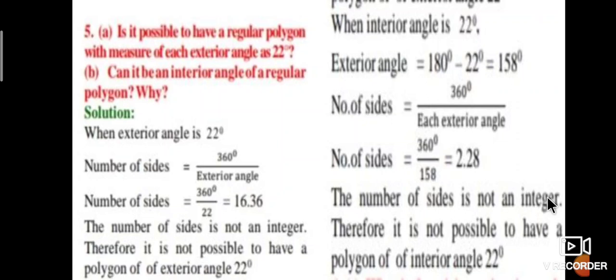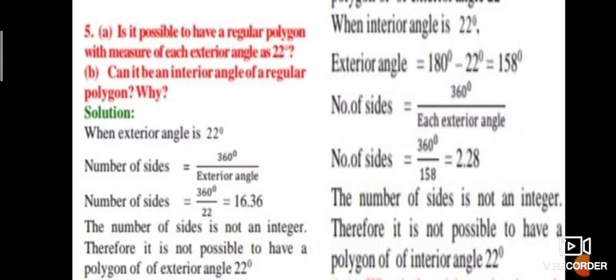Okay, next, the fifth question, friends. You have to observe this one. Is it possible to have a regular polygon with the measure of each exterior angle as 22 degrees? Second one, can it be an interior angle of a regular polygon? Why?